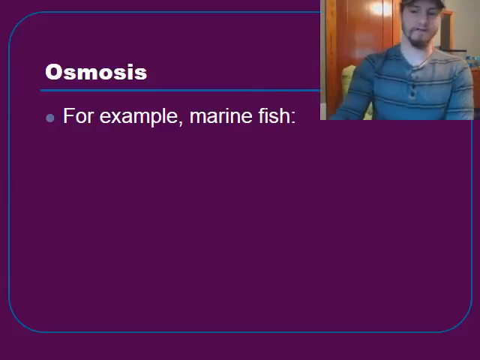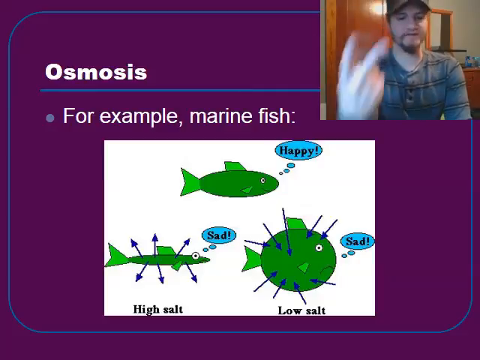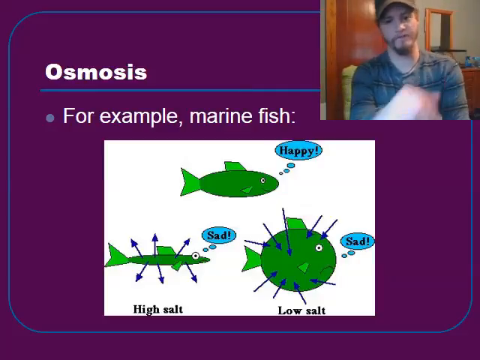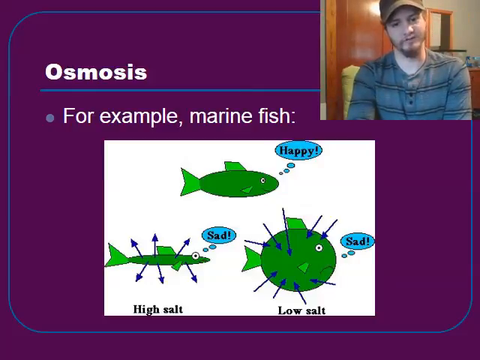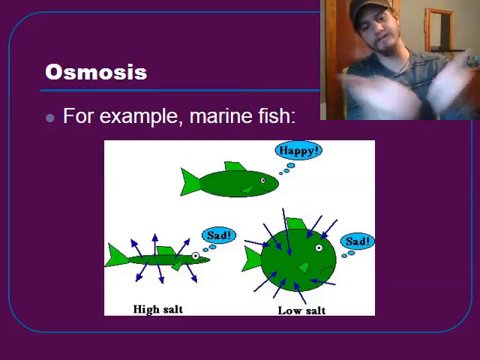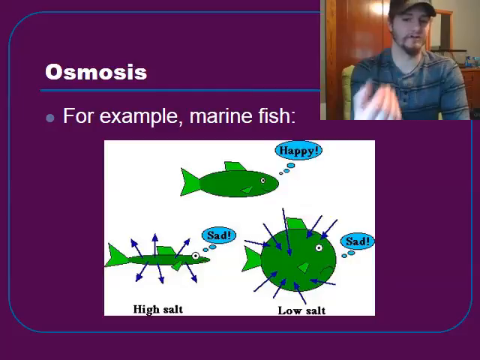Now, for example, osmosis. Let's think here for a sec. In marine fish, we have two types of fish, right? We have saltwater fish and we have freshwater fish. If you take a freshwater fish and put it into salt water, that means that we have more water on the inside of the fish than we do the outside. So what's going to happen here is the water is going to leave the cells of the fish, causing it to actually die from dehydration.